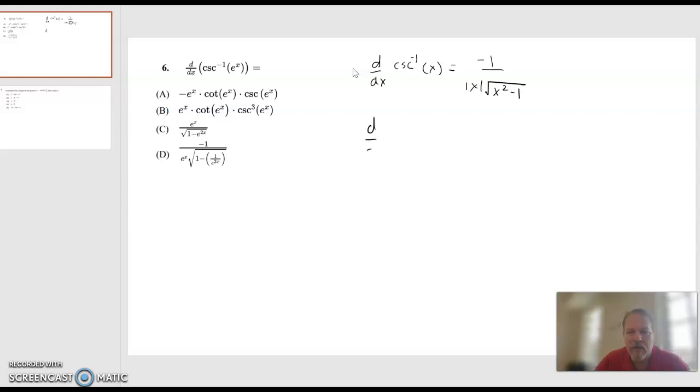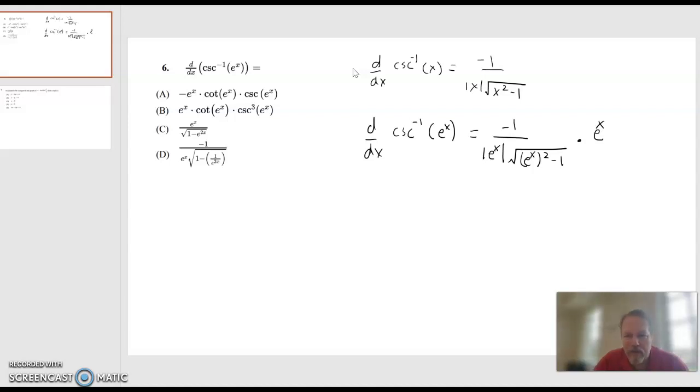But since it's d/dx of the cosecant inverse of some junk, in this case e to the x, then its derivative is -1 over the absolute value of the junk, times the square root of the junk squared minus 1, times the derivative of the junk. The derivative of e to the x is e to the x.